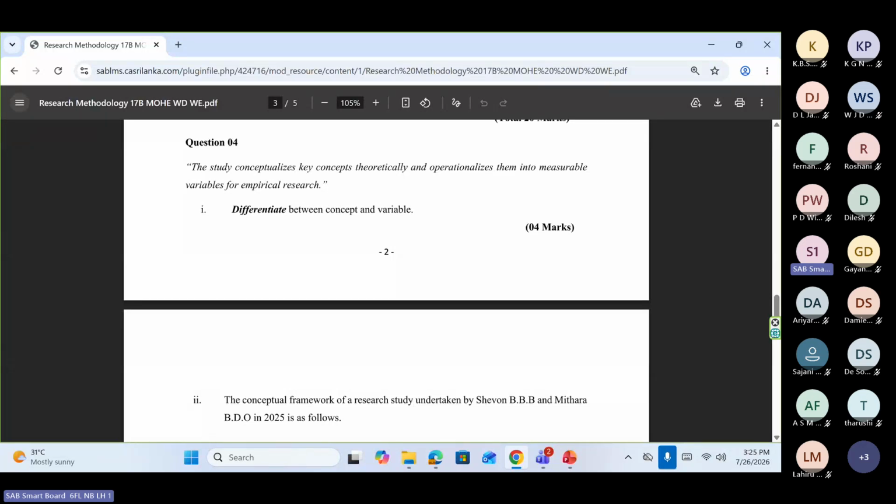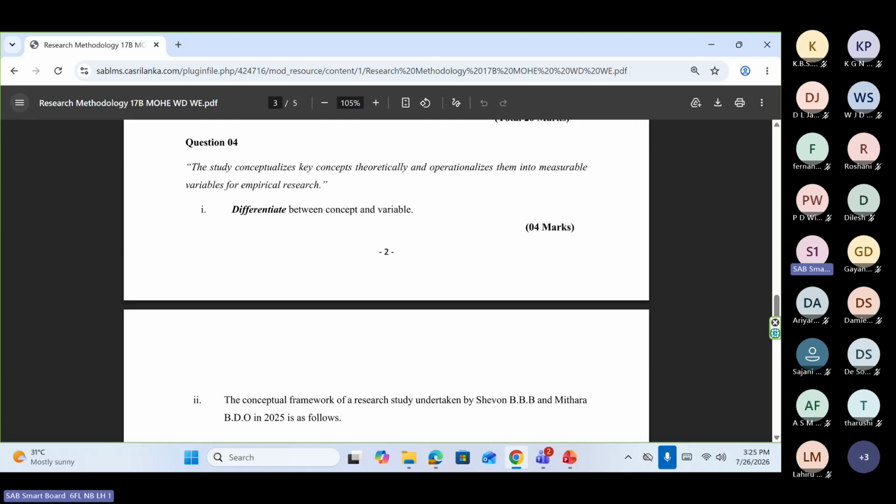Okay, we'll start with question number 4. Question number 4 normally comes from conceptualization and operationalization. You have already discussed these things with your previous lecturer. I'm just refreshing your knowledge regarding operationalization and conceptualization.